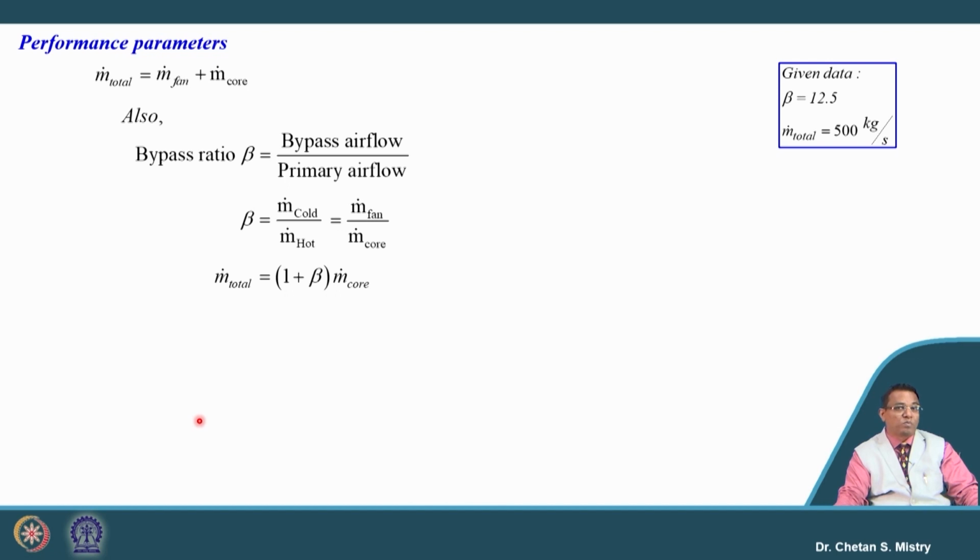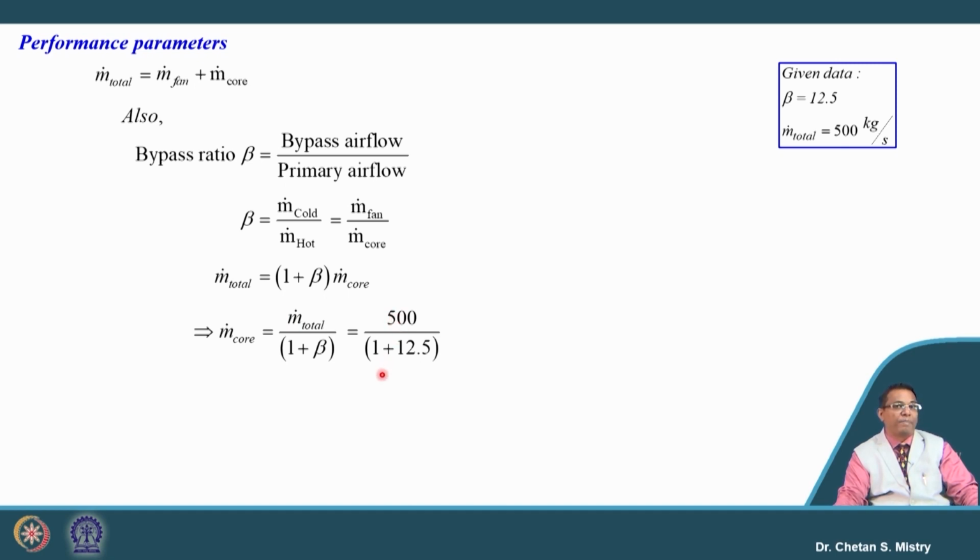My total mass flow rate we can write down as (1 plus beta) into m dot core. We do not have any information about the core mass flow rate. The mass flow rate given to us is the total mass flow rate, that is 500 kg per second. So, be careful about what information is given to us. The total or engine mass flow rate is given, that means it is 500 kg per second.